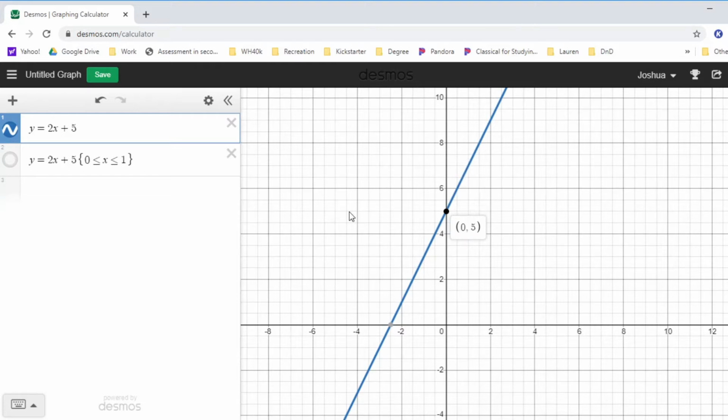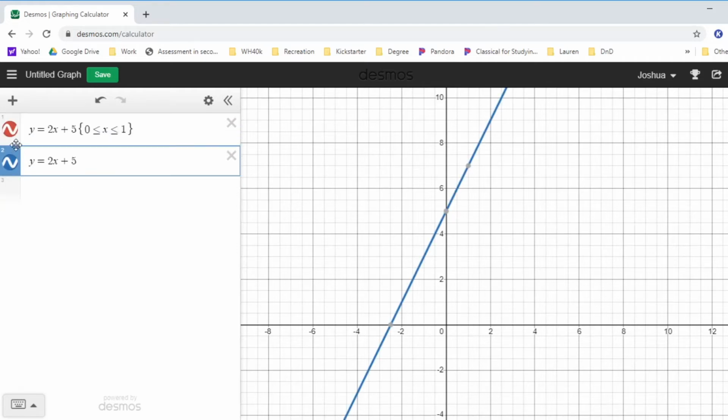Now, if we wanted to include a domain restriction, what we would do is put something like this, as you can see on the second line right here. And you can see it's the same equation, so if you look, they're actually the exact same. However, the second one has a domain restriction, and I want you to see that it's actually the same.